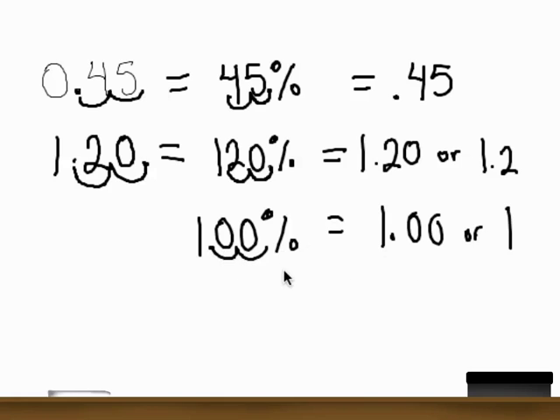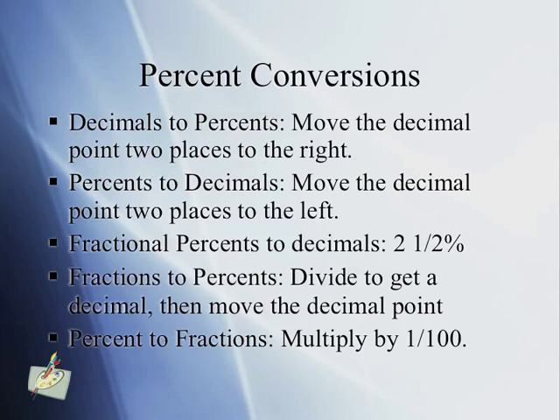Now, fractional percents to decimals are another way of converting. We can convert 2.5%. Also, fractions to percents, we simply divide to get a decimal, then move the decimal point. And percent to fractions, we're only multiplying by 1 over 100. Another way to say that is to divide by 100. Let's take a look.